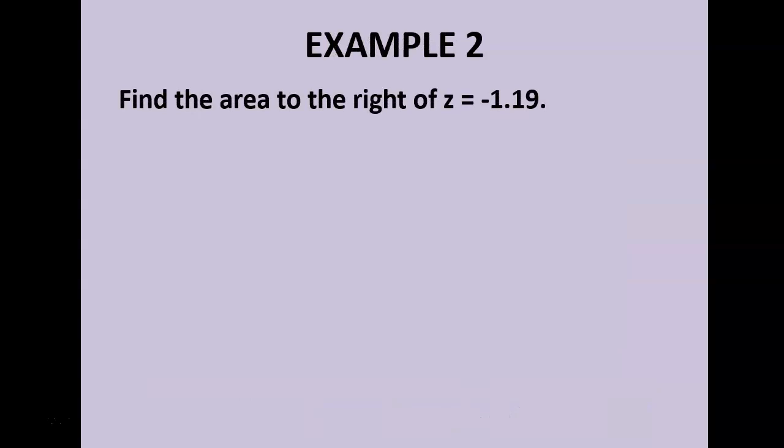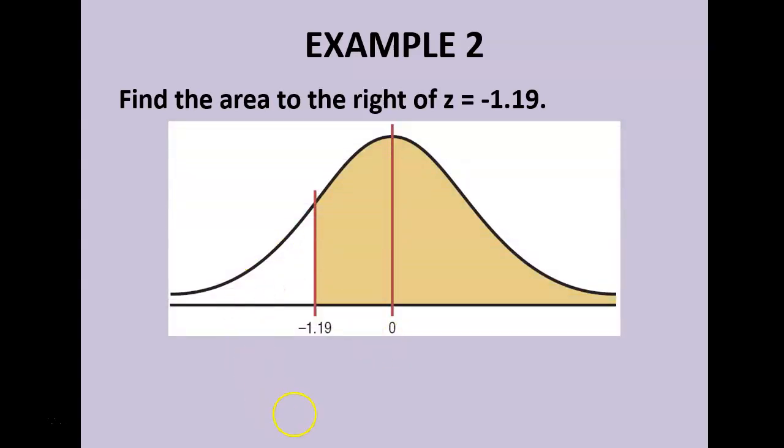My next example finds an area to the right. Now we're looking for an area to the right of negative 1.19. And you know, the negative or positive doesn't have anything to do with left or right here, but my negative value is going to be below 0. But we're trying to find the area to the right of our z value.